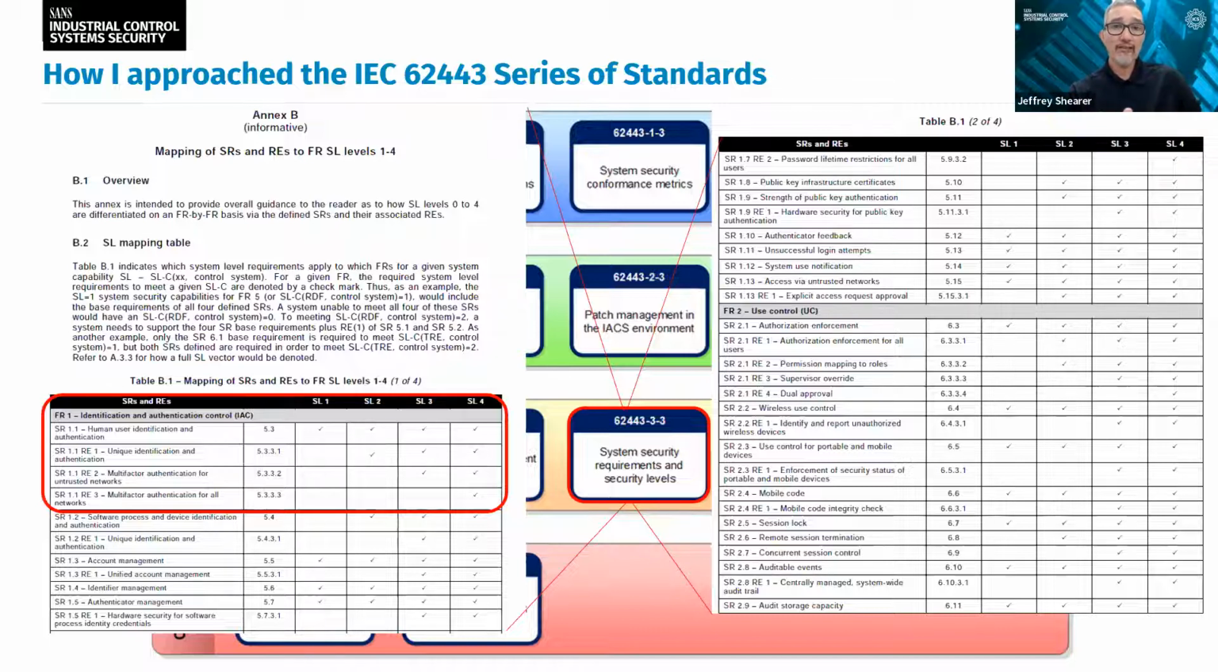So these tables tell you all of the areas of interest that you have to focus on, and then what security level you want to achieve. It depends on your requirements, and then how you achieve those. And so this standard does a great job of being very detailed of how you would do that.